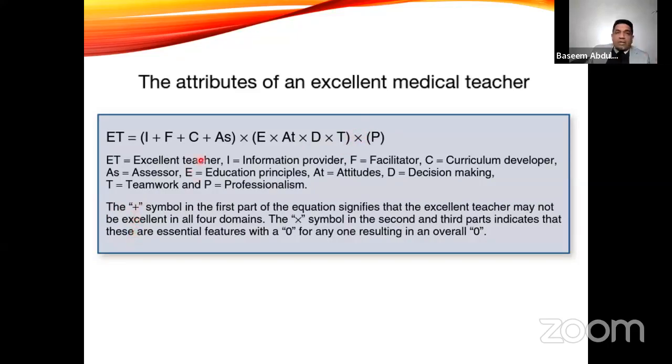So here the plus means that in the first part of the equation the teacher may not be excellent in all four domains. It's okay not to be excellent as an information provider, as a facilitator, as a curriculum developer, or as an assessor. But the multiplication symbol in the second and third parts indicates that these are essential features, with a 0 value for any one resulting in an overall 0 for the excellent teacher.